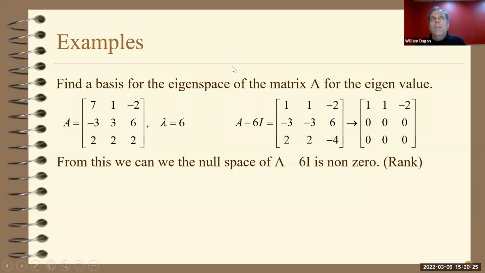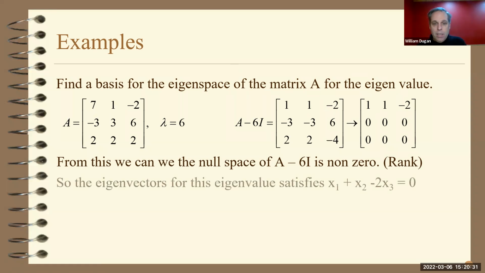So I want to know this time a basis for the null space, a basis for the eigenspace. To find the basis for the eigenspace for 6, I'm going to look at the corresponding row reduced echelon form. Whatever that eigenvector is, it has components x1, x2, x3. By looking at the row reduced form, those components must satisfy the equation x1 plus x2 minus 2x3 equals 0. Because remember, we're looking for a null space, so it's this matrix times x equals the 0 vector. That's why it equals 0.